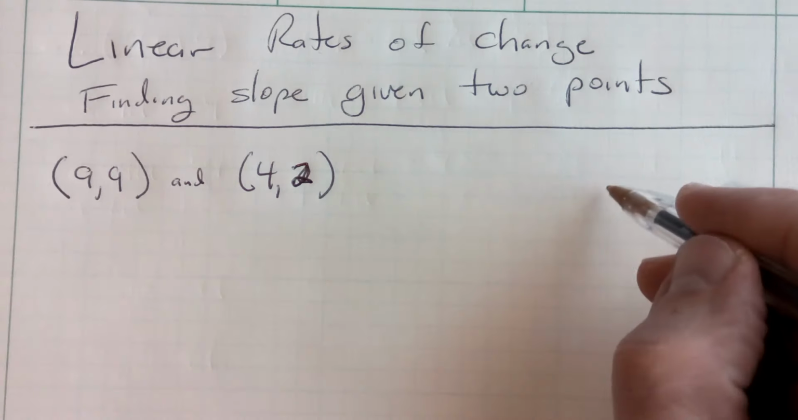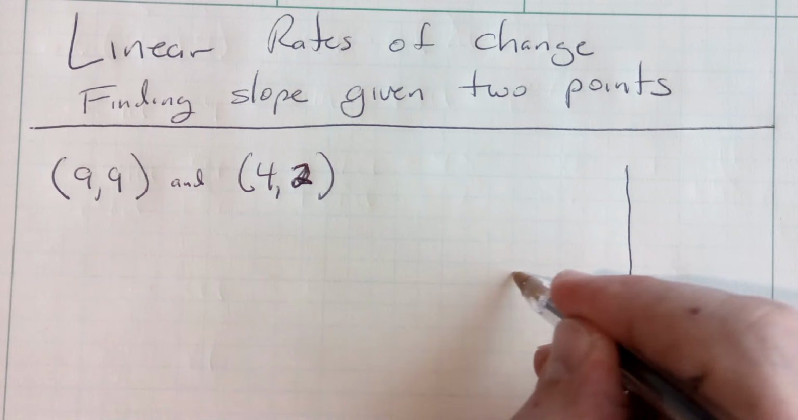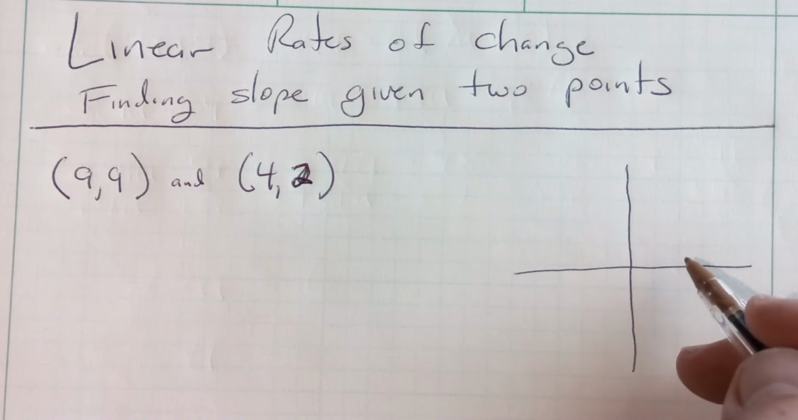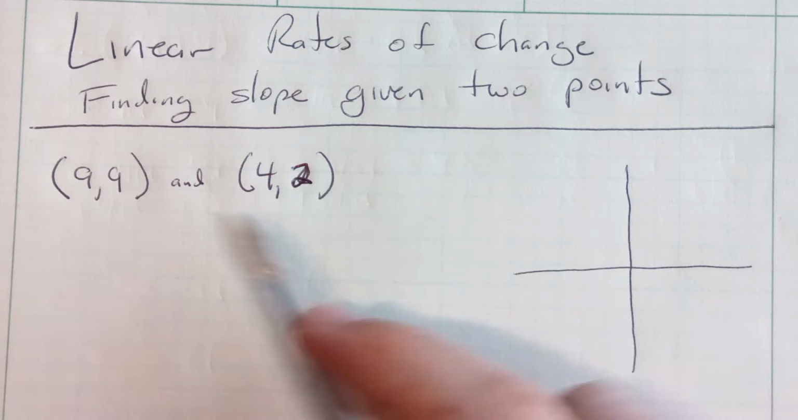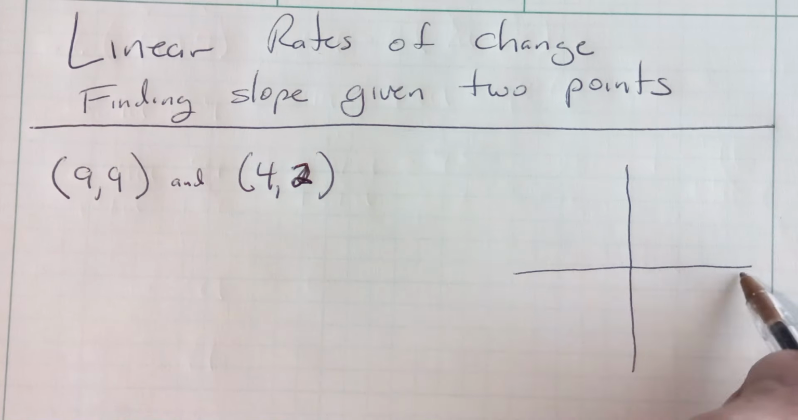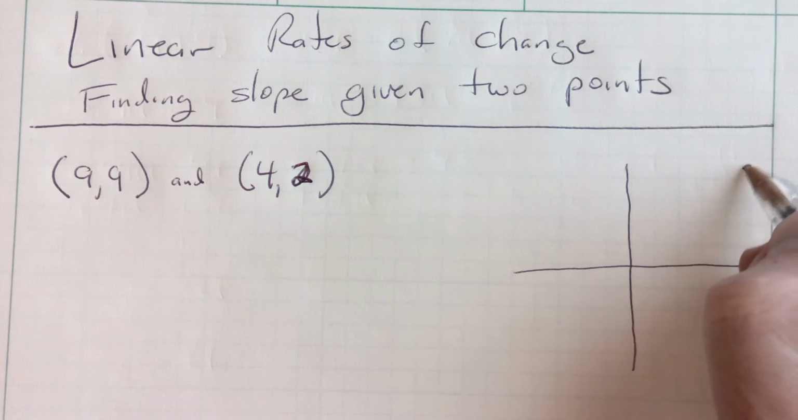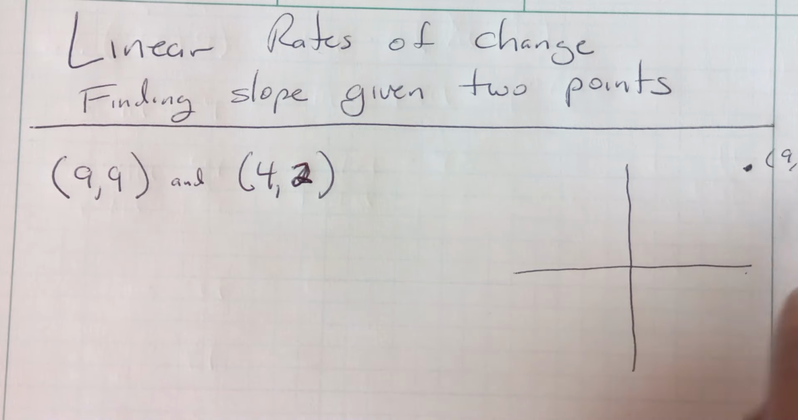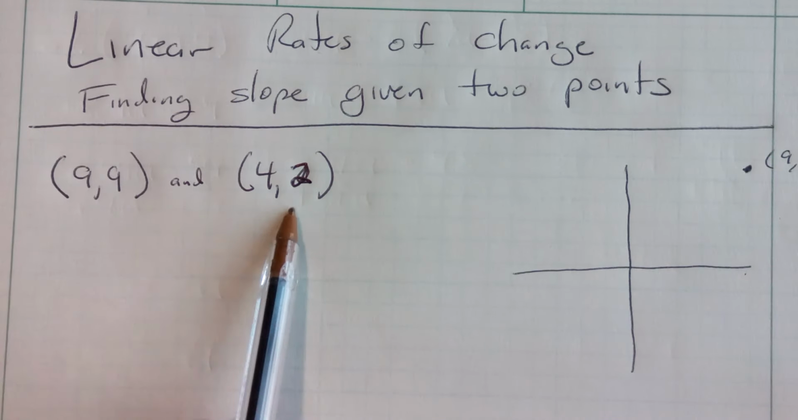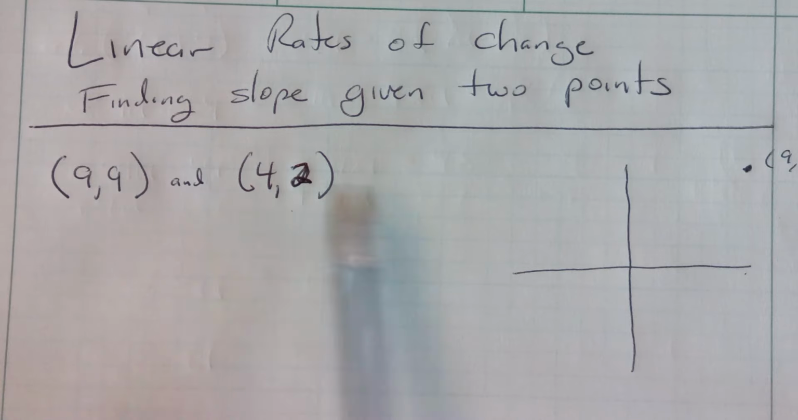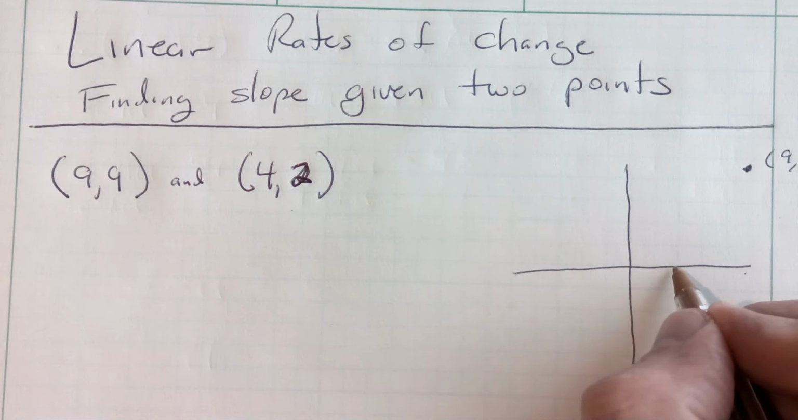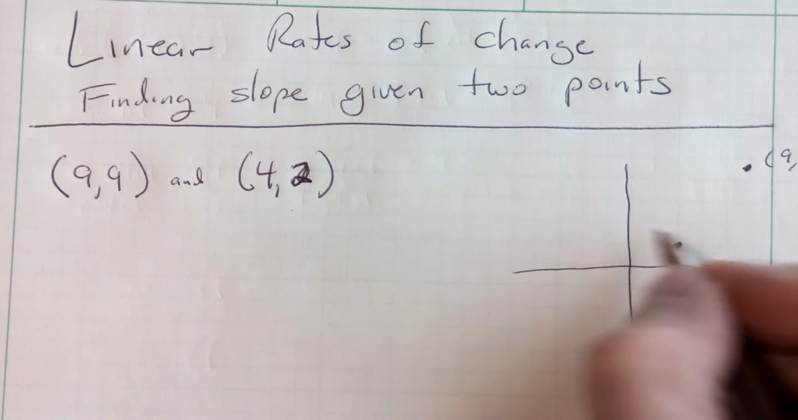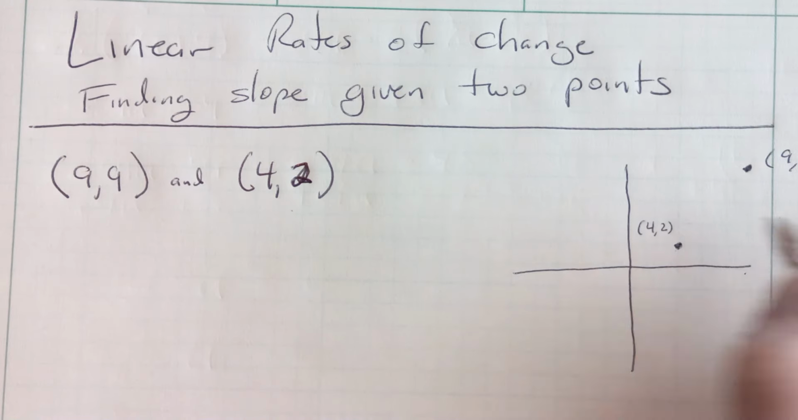If you wanted, you could absolutely take the time to graph those 2 points. And I'm just going to roughly do it. If I do the point (9, 9), I'm going to go out to 9 and up to 9, which is going to be way out here somewhere. And then if I graph the point (4, 2), again, I go out 1, 2, 3, 4 and up 2, wherever that may be, that point is (4, 2), right?